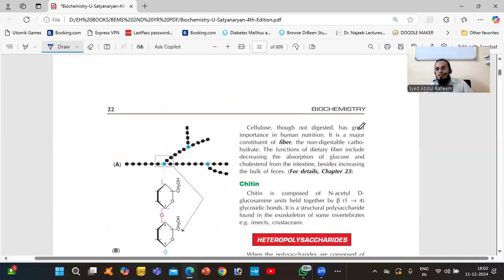Cellulose, though not digested, has great importance in human nutrition. It is a major constituent of fiber. So any product having cellulose has a great amount of fiber. Fiber cannot be absorbed in the body. It is not digestible, and it is helpful for excretion of waste material. It is a non-digestible carbohydrate. The functions of dietary fiber include removing cholesterol from the intestine, besides increasing the bulk of feces. So this is cellulose.